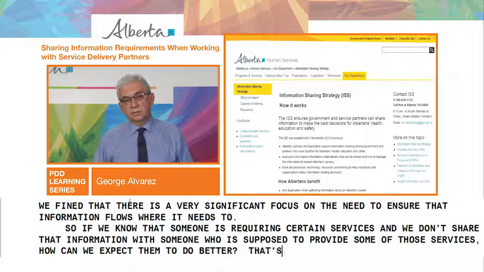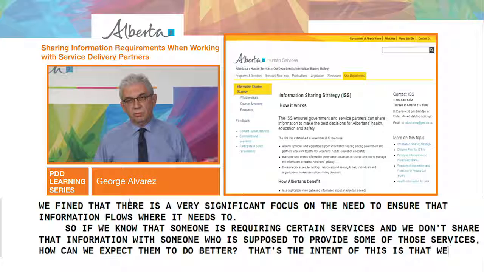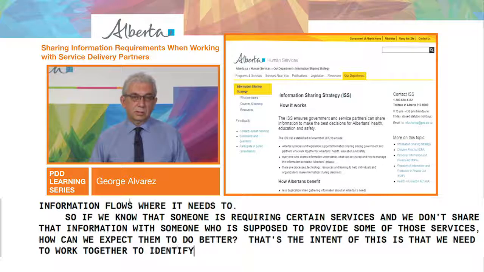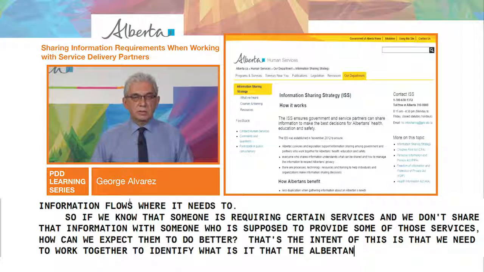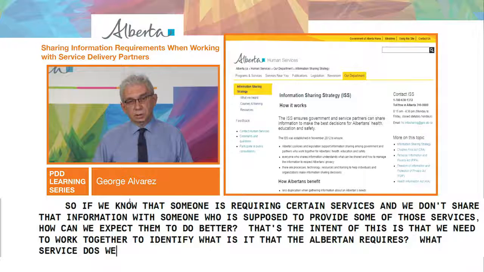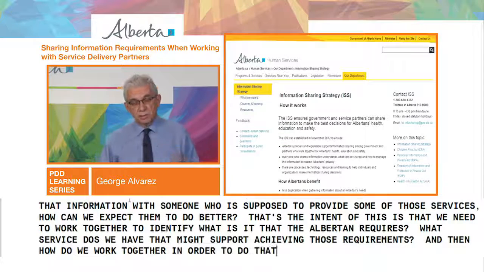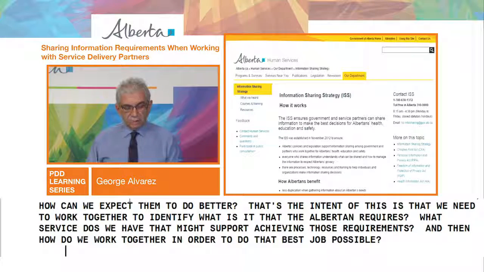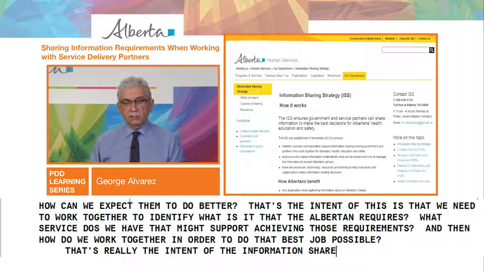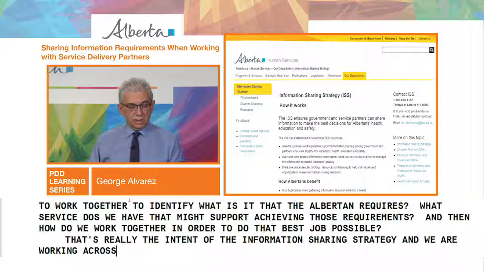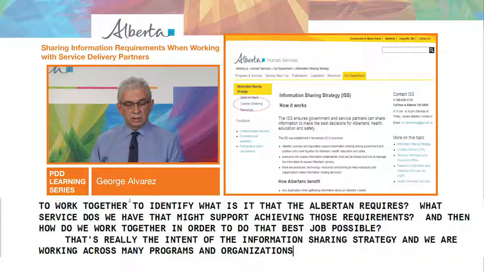That's the intent of this: we need to work together to identify what it is that the Albertan requires, what services we have that might support achieving those requirements, and then how we work together in order to do the best job possible. That's really the intent of the information sharing strategy, and we are working across many programs and organizations in order to get there.